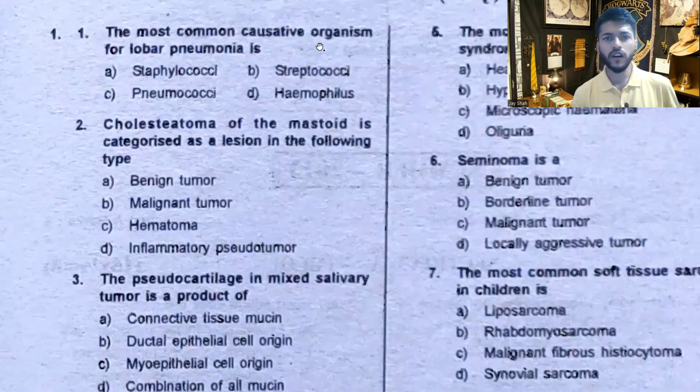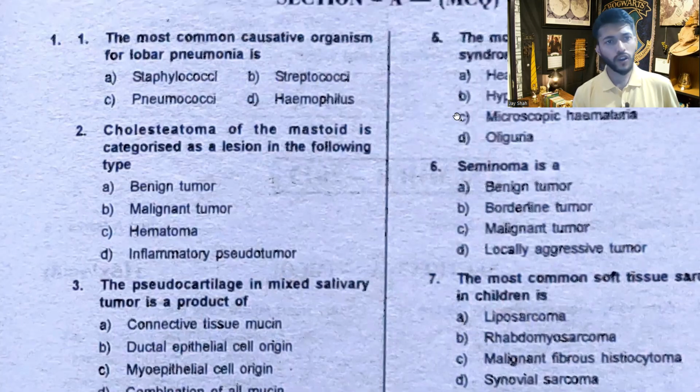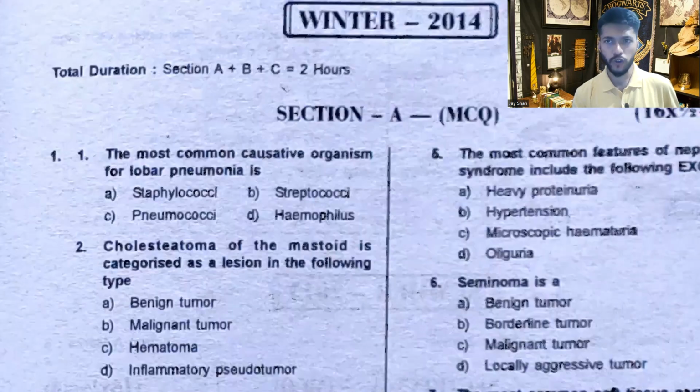Most common cause of lobar pneumonia, be it lobar pneumonia, be it lobular pneumonia, any pneumonia. Most common cause wherever it is has to be Streptococcus pneumoniae, except in children. In children, it is group B beta hemolytic streptococci. But overall, it is Streptococcus pneumoniae.